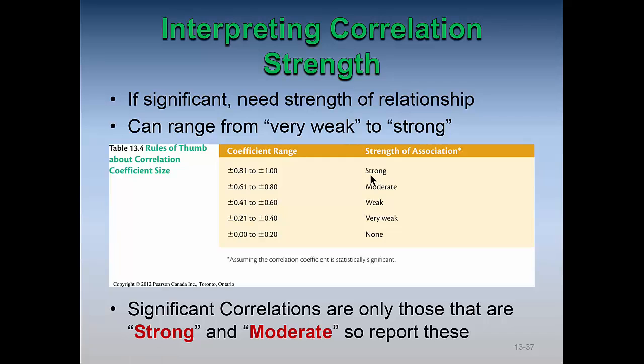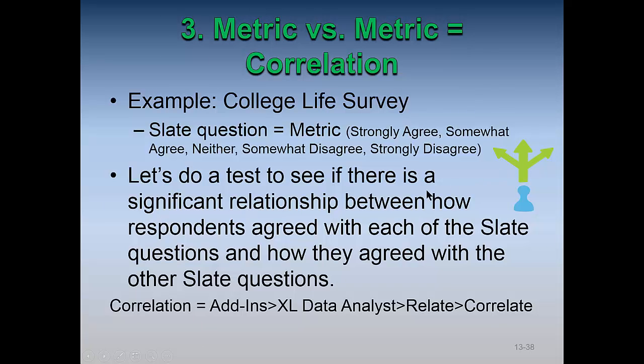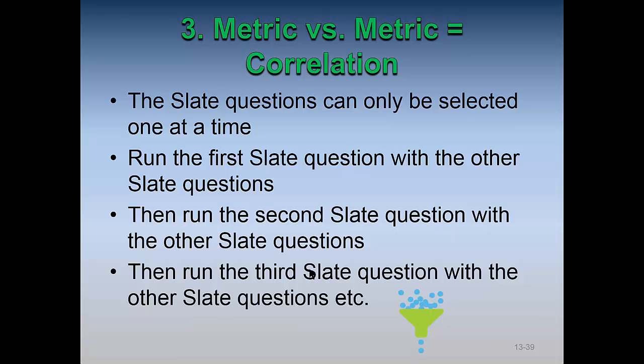In XLData Analyst, we're looking for moderate to strong correlations. Anything else is not really interesting or significant from a marketing perspective. So here's an example we're going to do. We're going to look at the College Life Survey and the slate question, which is a metric question with answers ranging from strongly agree to strongly disagree. We're going to see if there's a relationship between how the respondents agree with each of the different slate questions. I think there are about 5 slate questions.